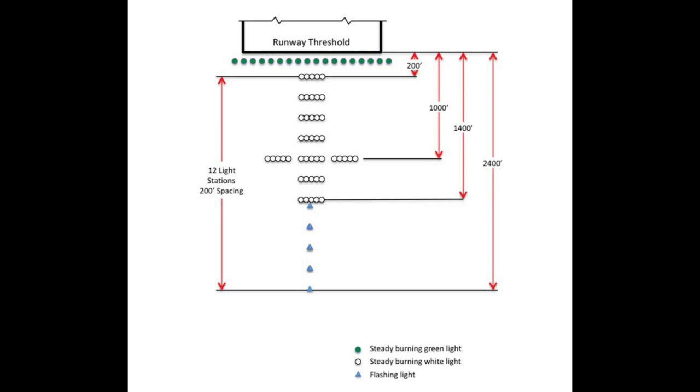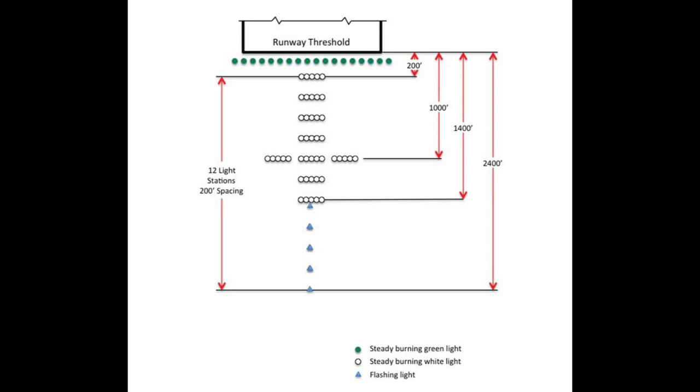No red bars, no nothing else. It's fairly simple. It goes out 2,400 feet out to the beginning of the flashing lights, 1,000 feet at the roll bar, that is from the runway threshold, and two more center line lights, each 200 feet apart, go out to a total of 1,400 feet from the threshold.